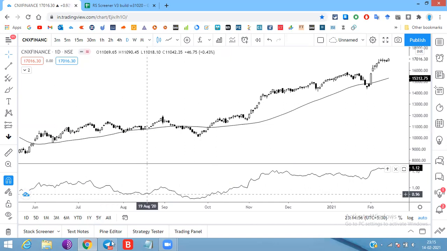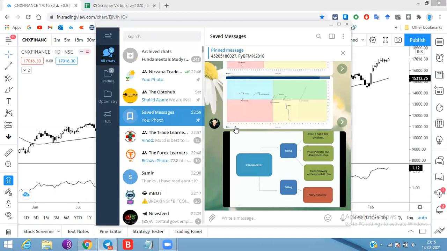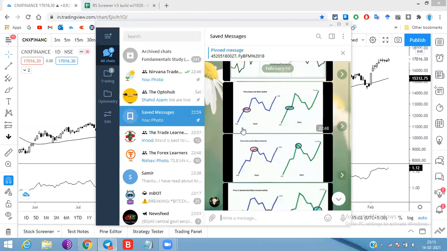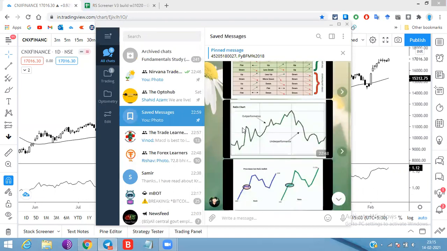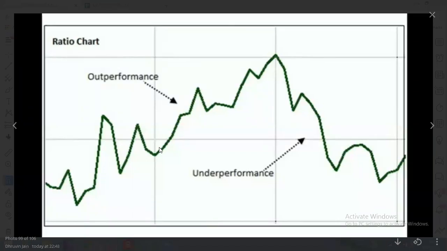Let me illustrate this with a simple example. If the denominator, which is Nifty, is moving up by 5%, while the stock or the chart which you are analyzing is moving up by only 2%, then at that time the script which you are analyzing is in underperformance.